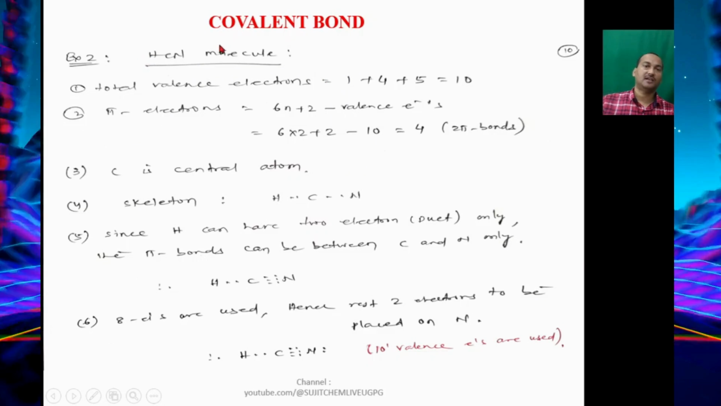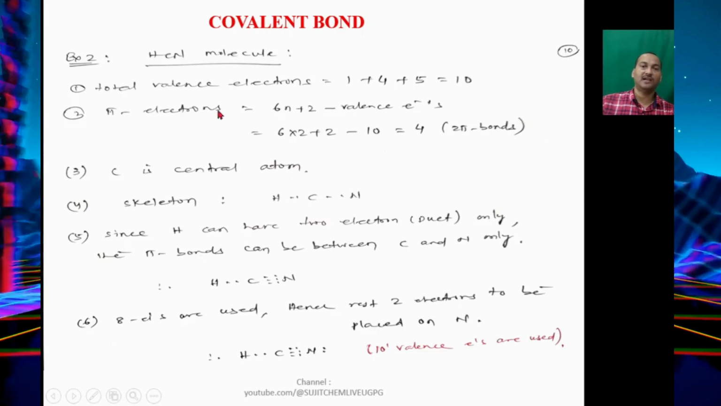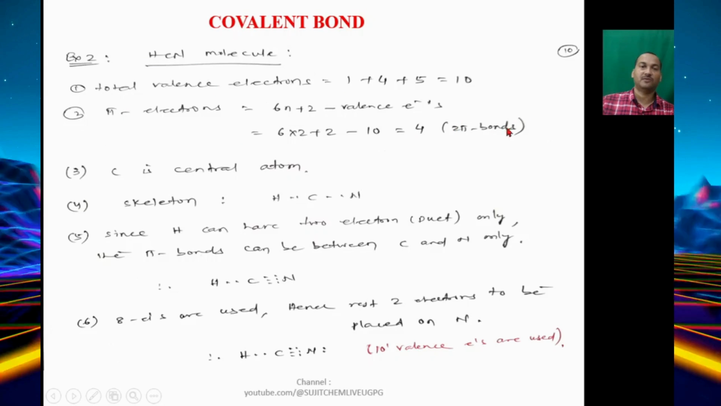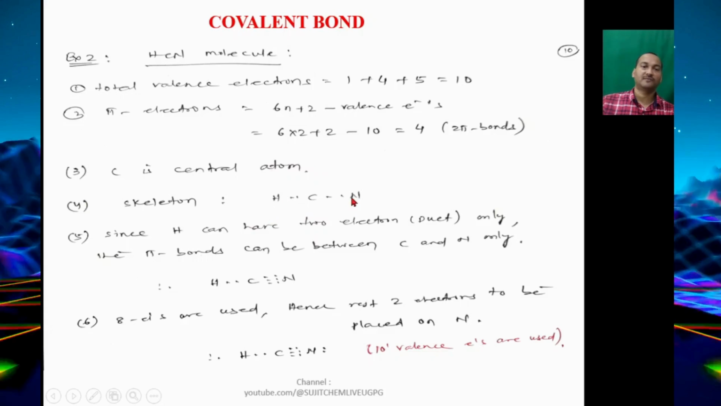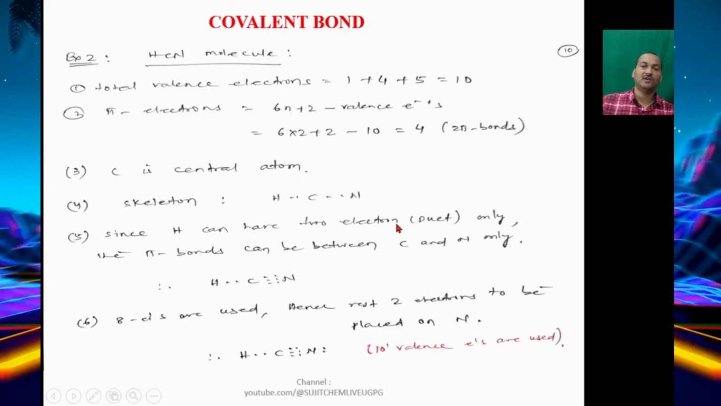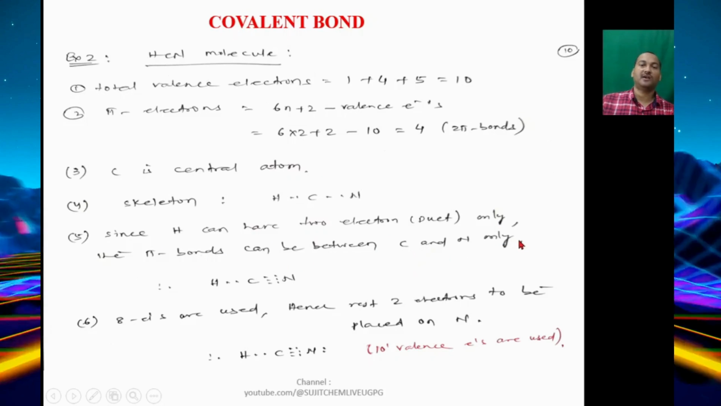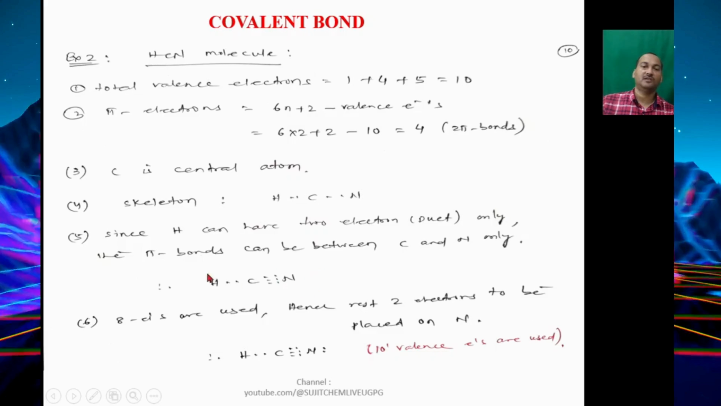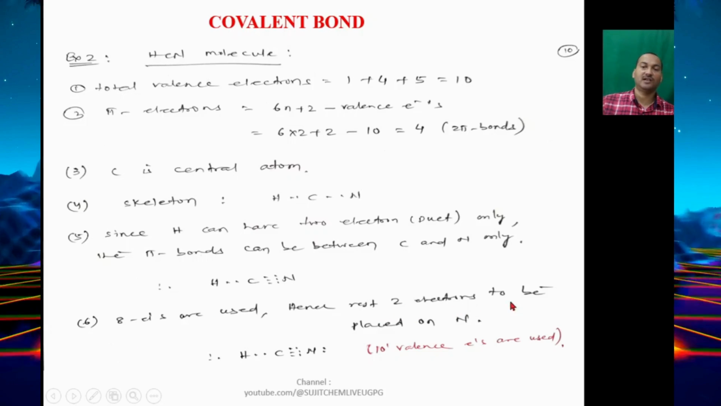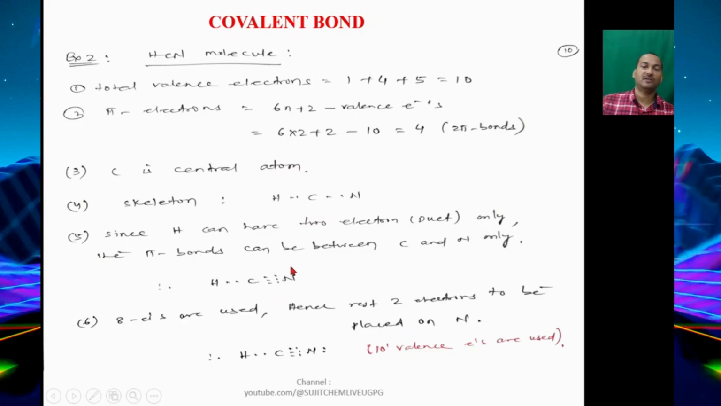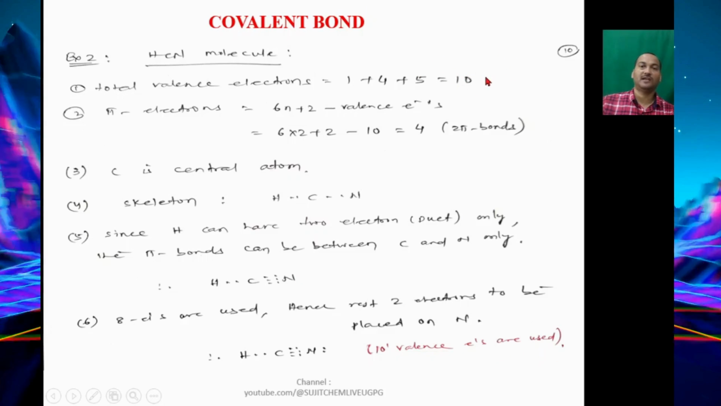So let's take another example, HCN. Total valence electron will be 10 and pi electron is found to be 4, so 2 pi bonds. Carbon here is the central atom and the skeleton will be this one. Hydrogen can have a 2 electron duet only, and the pi bonds can be formed between carbon and nitrogen only. So here it will be this structure, and 8 electrons are already used, so the rest 2 electrons have to be placed on the nitrogen. So 10 electrons are used up. So here we have 10 valence electrons.